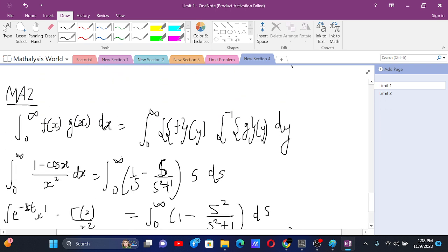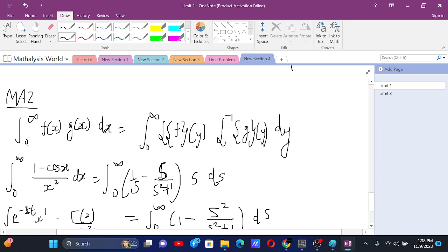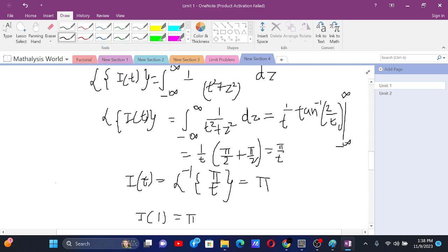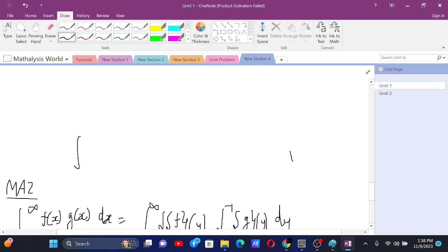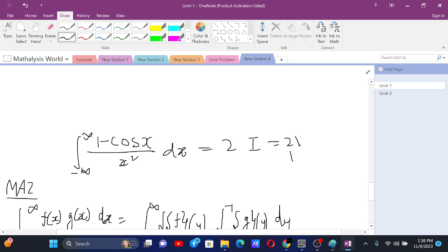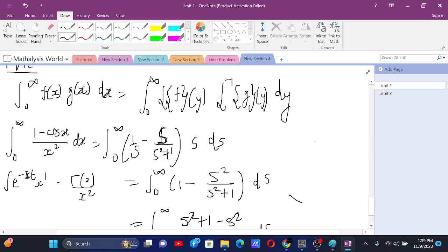Okay, so now this integral from 0 to infinity is just pi by 2, and what we are asked is from minus infinity to plus infinity, 1 minus cos x by x squared dx. We know that cos x is even, 1 is even, x squared is even, so overall it's even. And so that's 2 times the integral that we found, so 2 times pi by 2, so the answer is pi. Yes, we have solved this using 2 ideas.